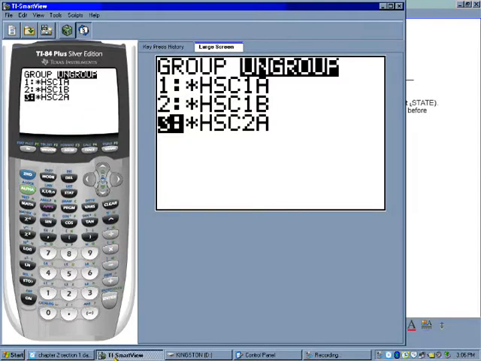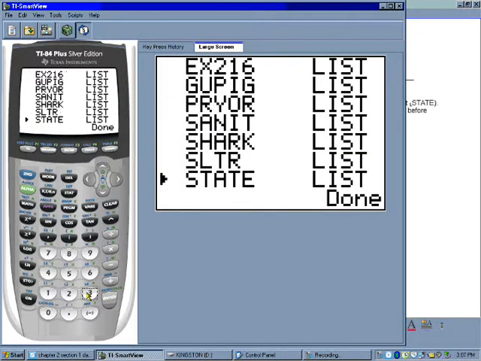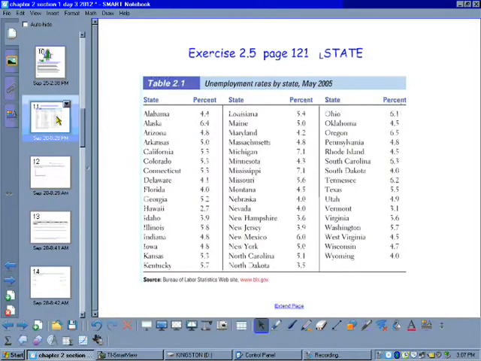With our calculator, we should have ungrouped the list HSC2A, and by doing this, overwriting if need be, list state is now in our calculator. The list state also came from table 2.1 in our textbook on page 121. So you can type this list in yourself if you don't have that list state in your calculator.